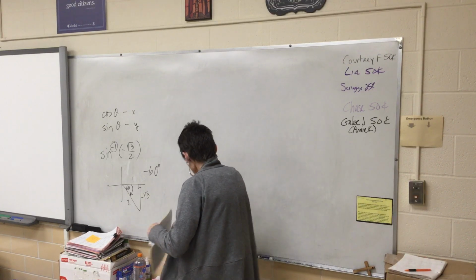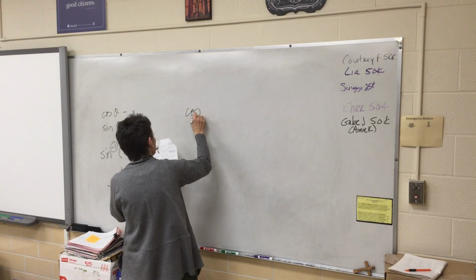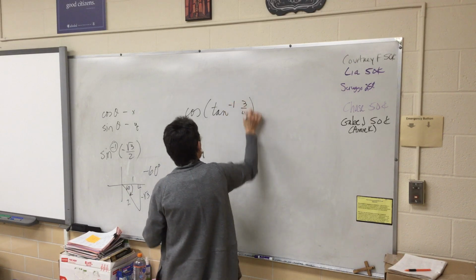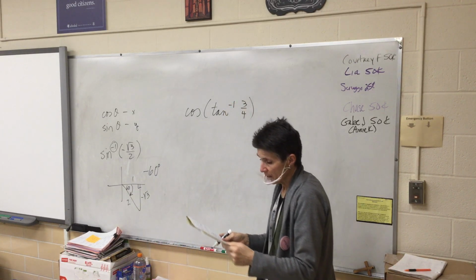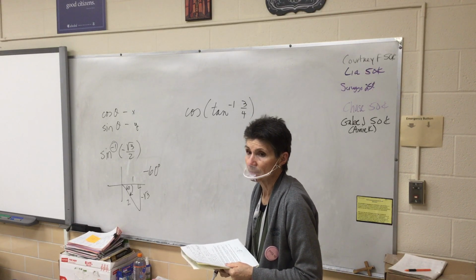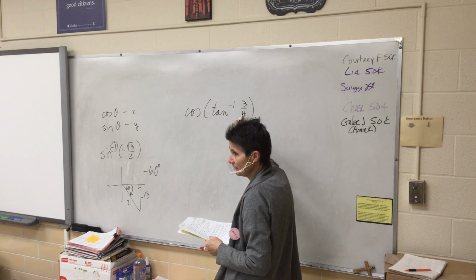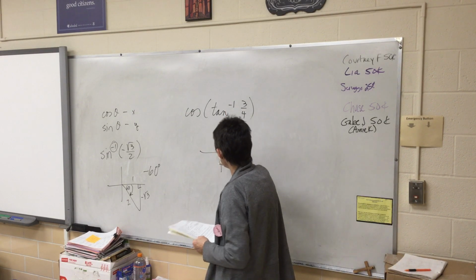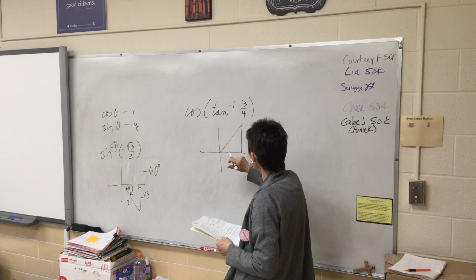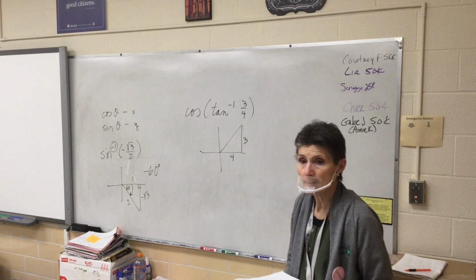Now 11 is like the one that was on your quiz. Cosine, inverse tangent, 3/4. So we're going to find the cosine of the angle whose tangent is 3/4. So see that notation, and positive. So we're going to draw it in quadrant 1, because that's where we draw things when they're inverse functions and positive numbers. So opposite over adjacent is 3/4.